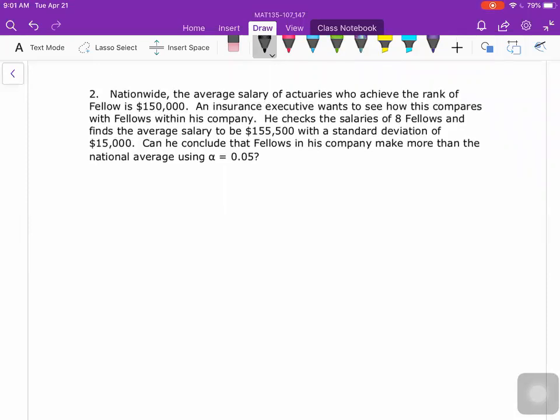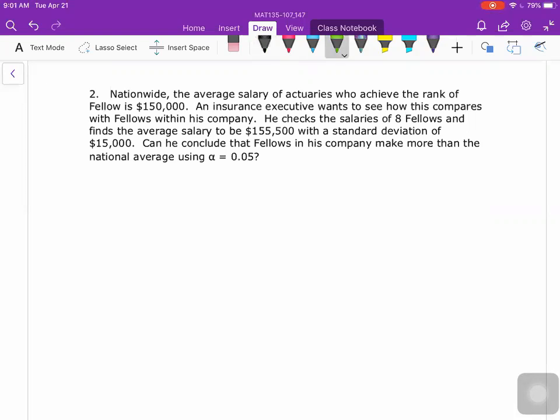Nationwide, the average salary of actuaries who achieve the rank of fellow is $150,000. An insurance executive wants to see how this compares with the fellows in his company. He checks the salaries of 8 fellows and finds the average salary to be $155,500 with a standard deviation of $15,000. Can he conclude that his fellows make more than the national average using alpha equals 0.05?